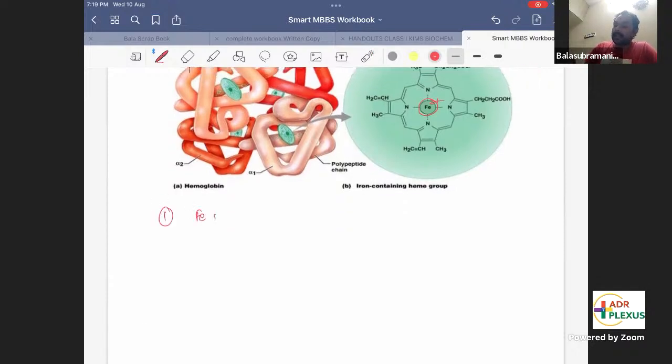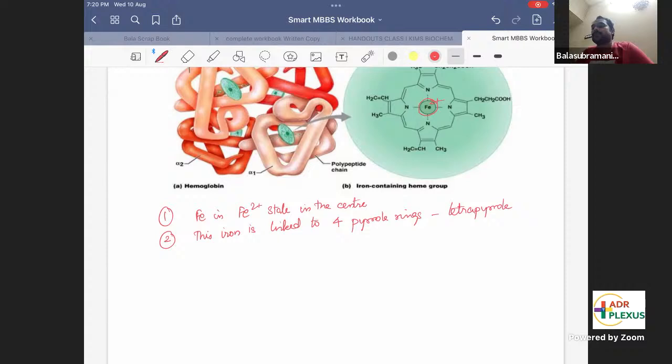There is iron in Fe2+ state in the center, and this iron is linked to 4 pyrrole rings. So that's why it's called a tetrapyrrole. Tetrapyrrole. So this iron, you can see the nitrogen here, right? 1, 2, 3, 4. So each nitrogen belongs to a pyrrole ring.